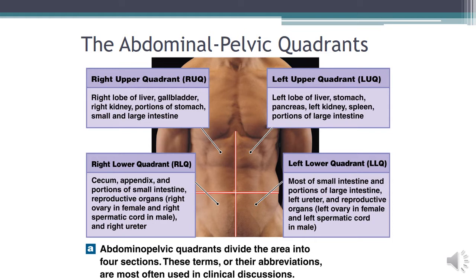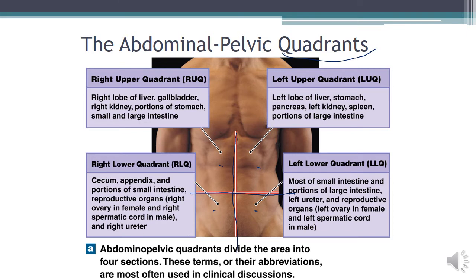Now, if you take your abdominopelvic cavity and divide it into regions by simply drawing a cross, like you see here, right through the belly button, you're going to produce what are called the abdominopelvic quadrants, because there will be four of them. One here, one here, one here, and one here. Now, these quadrants are named very simply.